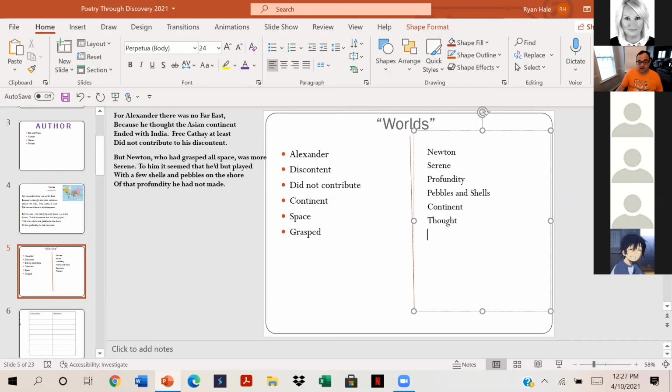Anybody know anything about Isaac Newton? What did he do for a profession? What was he into? I think he was a scientist and he invented like calculus. Okay, we'll go scientist. I like that.